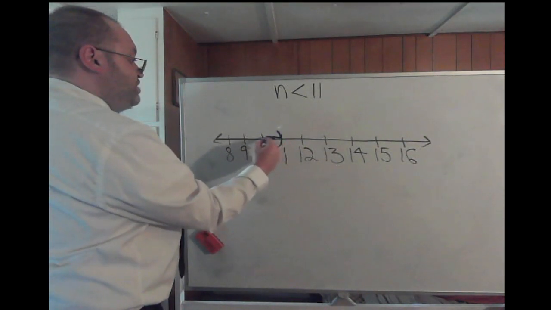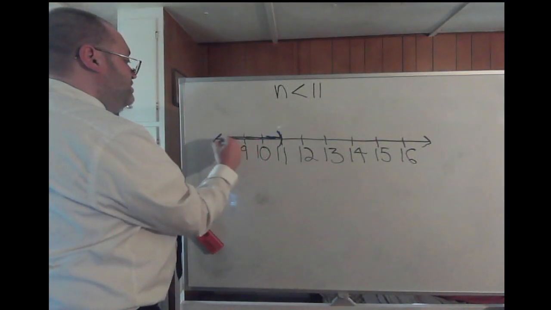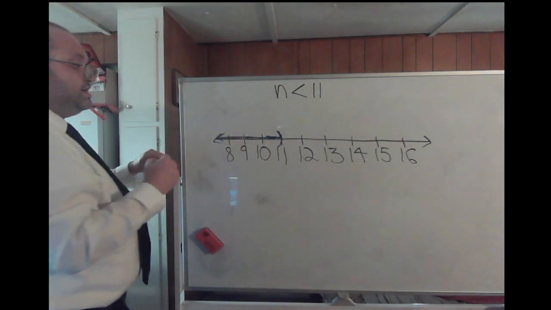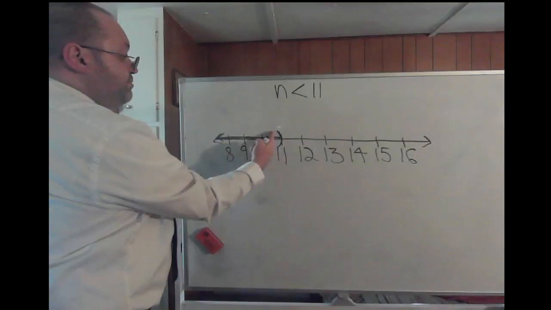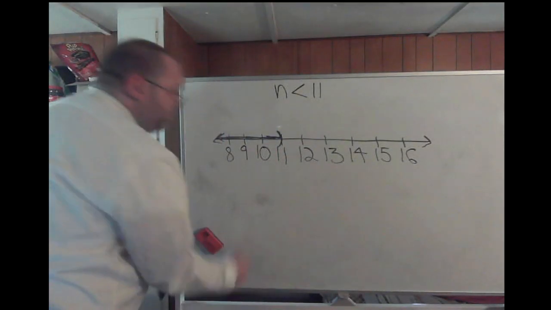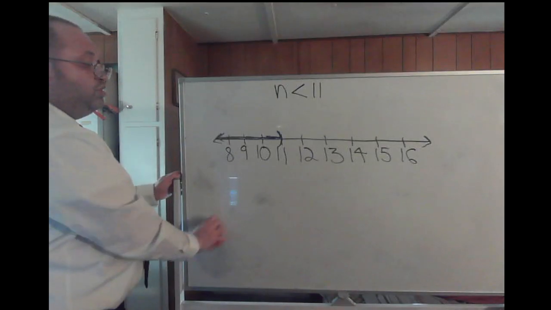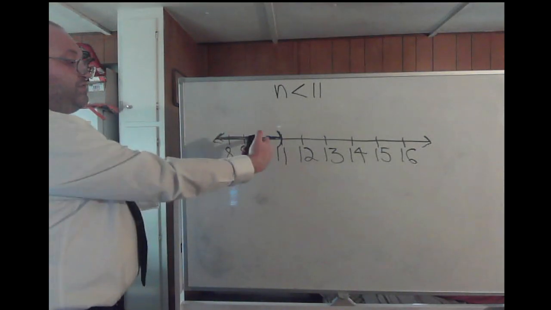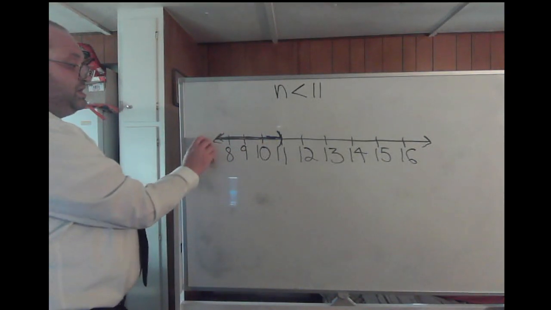Then you'll do a nice shading here and draw a nice arrow at the end to show that n is every number less than 11. So since it doesn't include 11, you'll just have an open parenthesis there, facing every number less than 11.